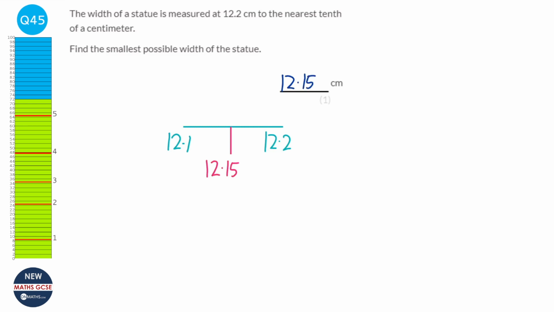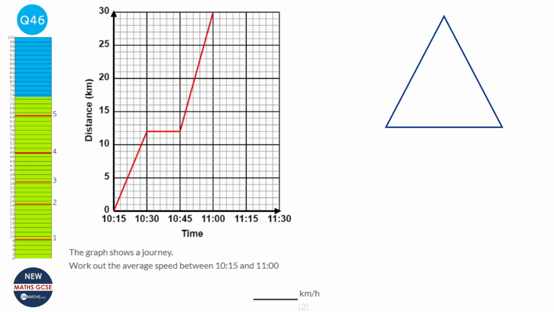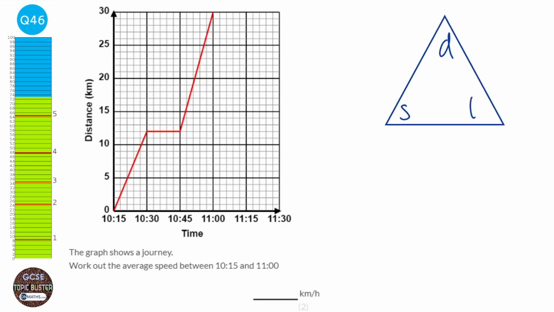So our triangle says that speed equals distance over time, and average speed is the total distance over the total time.